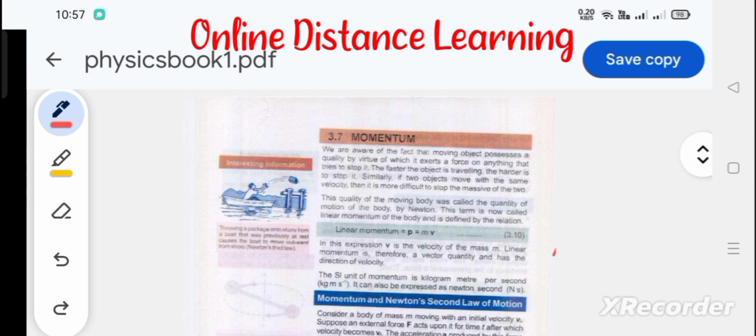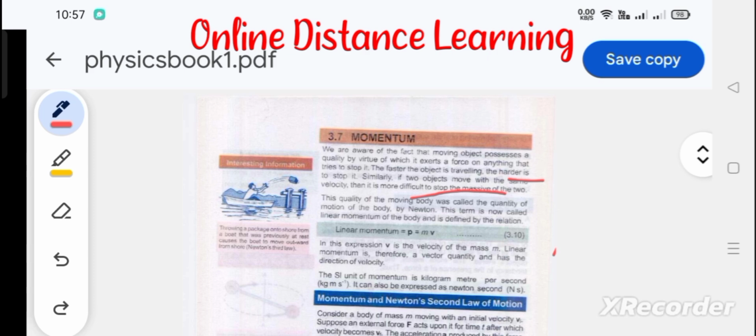We are aware of the fact that a moving object possesses a quality by virtue of which it exerts a force on anything that tries to stop it. The faster the object is traveling, the harder it is to stop it. Similarly, if two objects move in the same direction with the same velocity, then it is more difficult to stop the more massive of the two. So here we will see the definition of linear momentum.